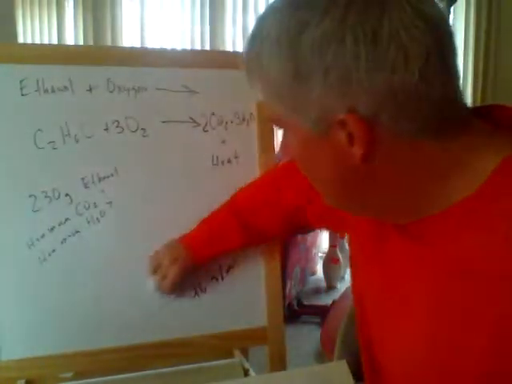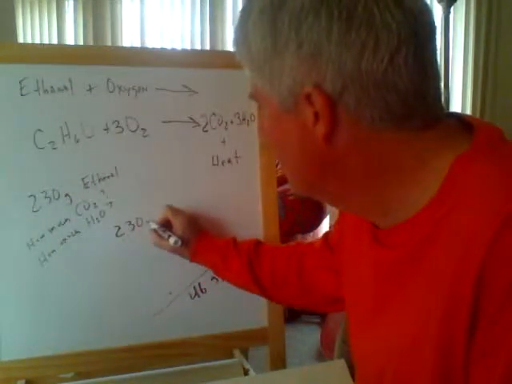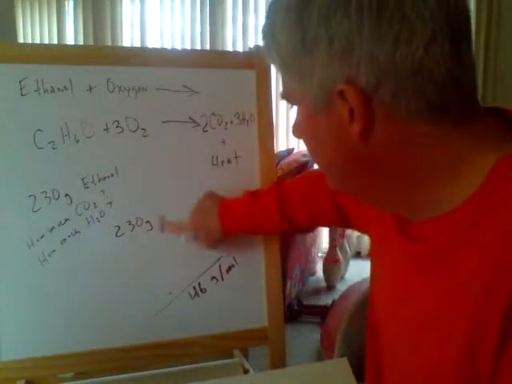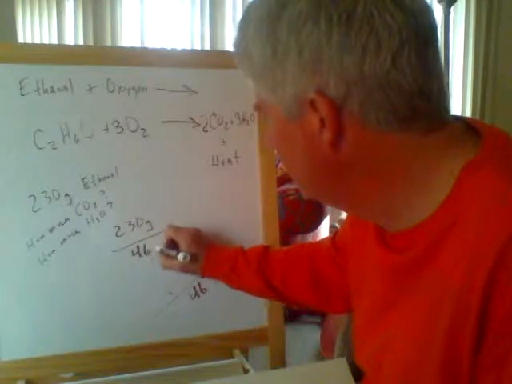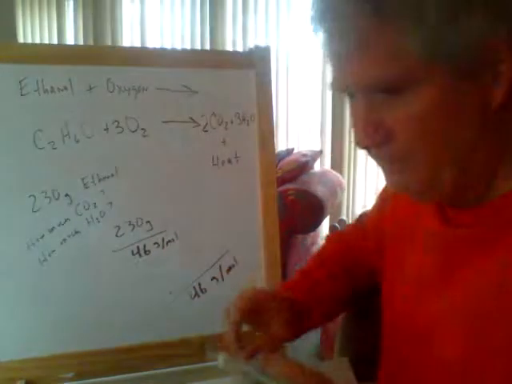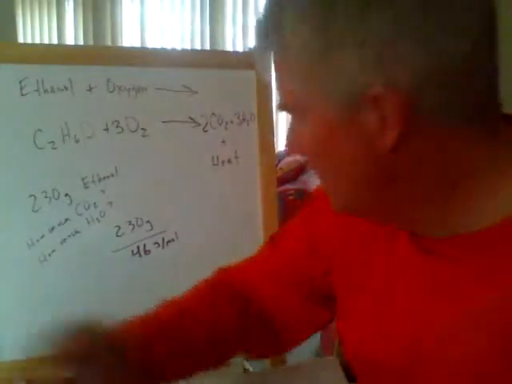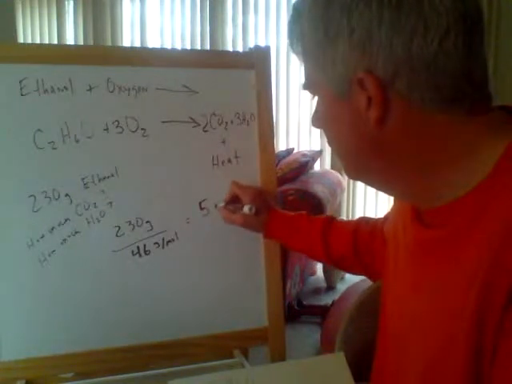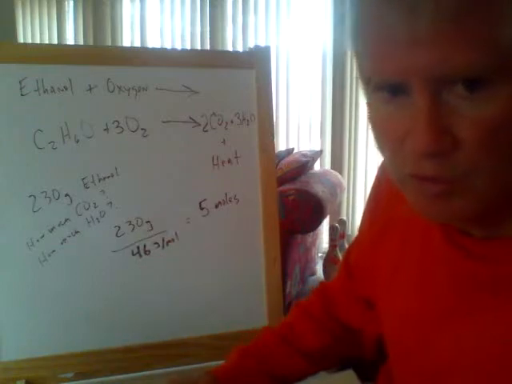So if you have 230 grams of ethanol, we would then multiply this, I'm sorry, not multiply, divide this by 46 grams per mole. And if you get your little trusty calculator out, you'll find out that the answer is 5 moles. Exactly. That's why I chose 230.